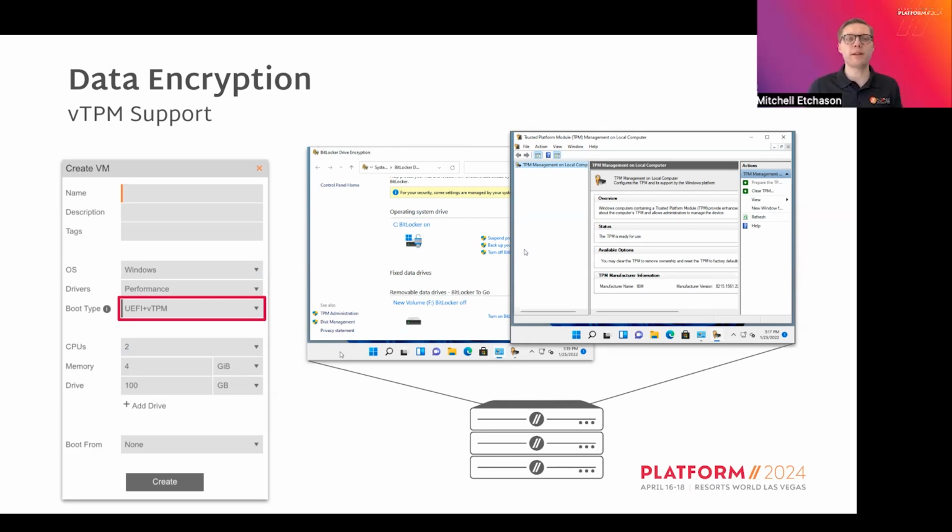vTPM support streamlines the use of in-guest tools like BitLocker and LUKS because it allows users to hold their encryption keys in the vTPM itself, which means enabling encryption with a tool like BitLocker is just a few clicks.